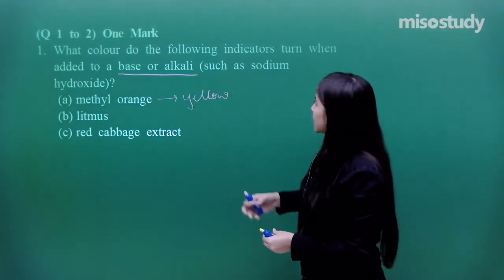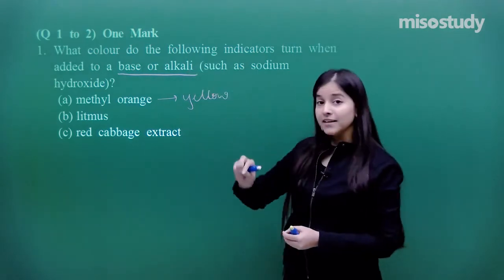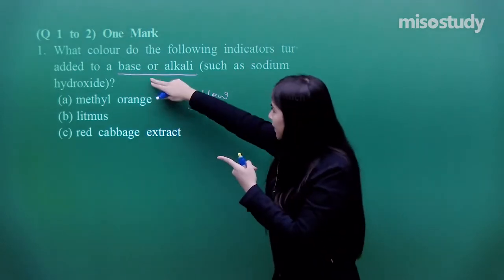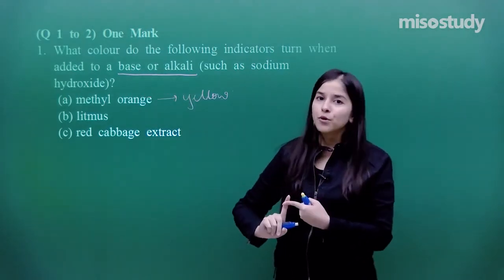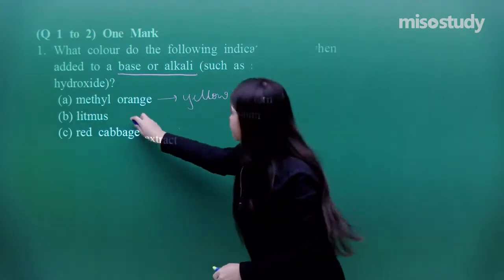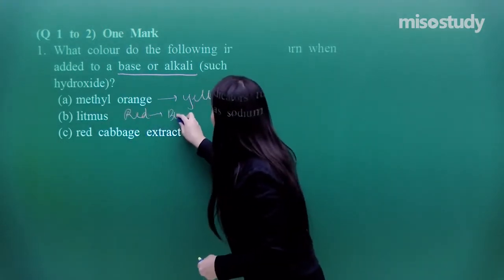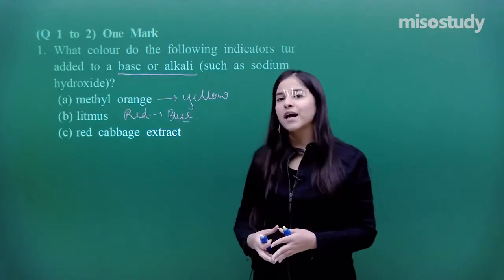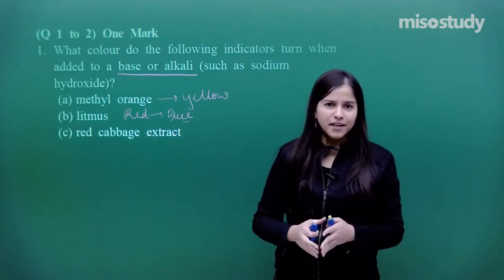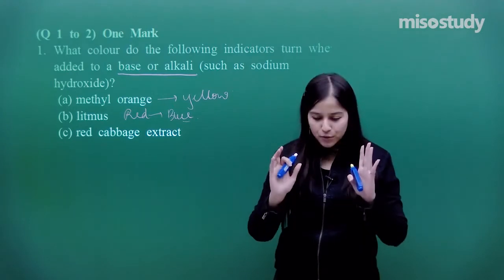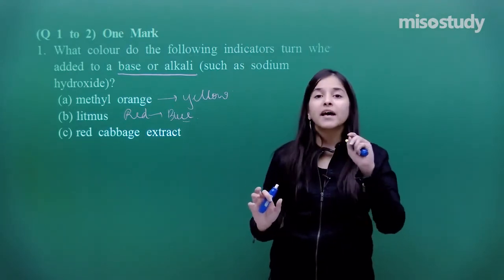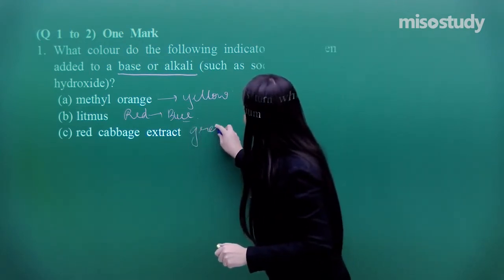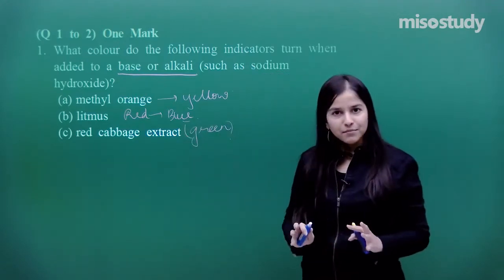So litmus. As I was telling you, litmus paper in the case of alkali, in the case of base, base stands for B, that means it will get converted into blue color. So red to blue is the conversion. Next one, red cabbage extract. If I add acid, what will happen? It will remain red only, but the moment I add base onto it, it will get converted into green color. So we will be obtaining green color here, and that completes question number 1.